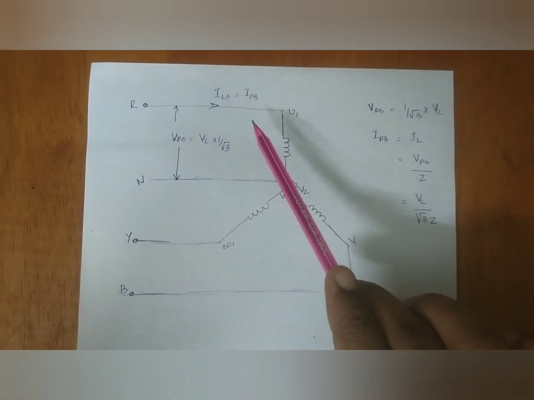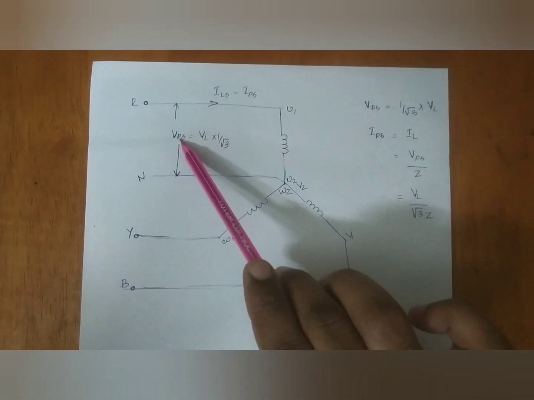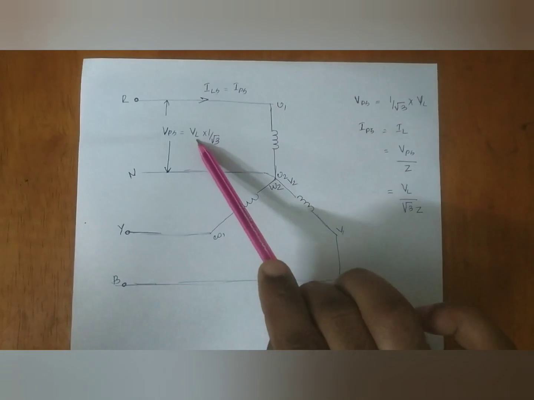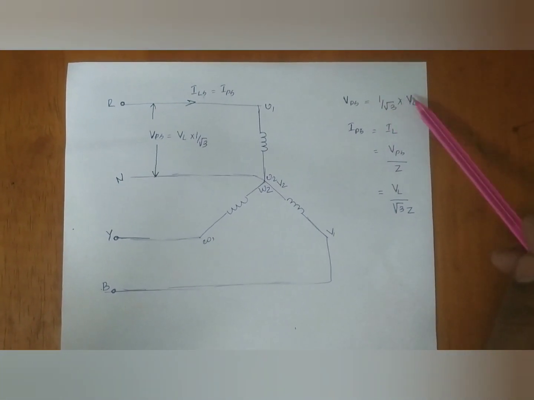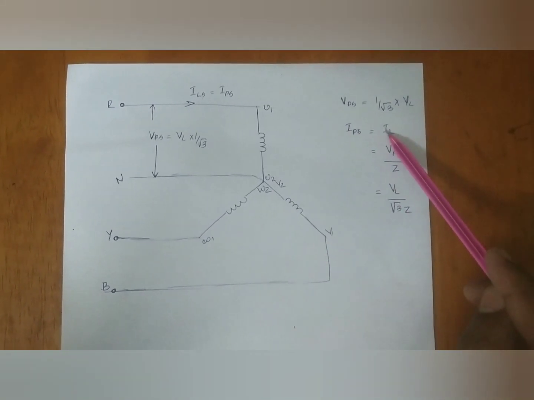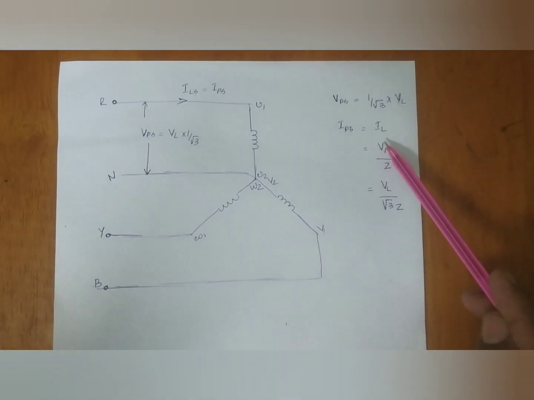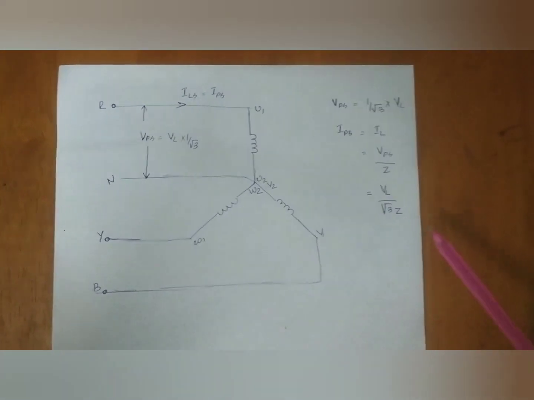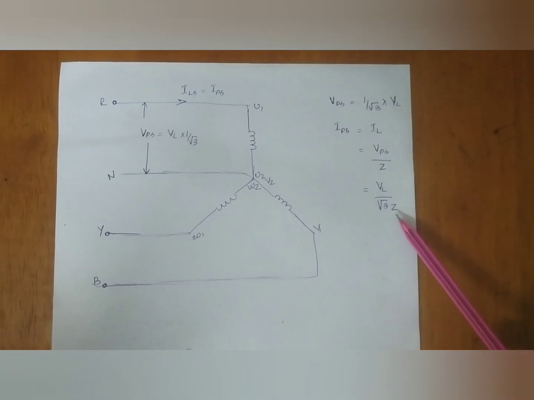And we can see here the line current in star will be equal to the phase current in star. And the phase voltage in star is equal to 1 by root 3 times the line voltage, and phase current in star is equal to the line current in star. So line current in star is equal to the phase current, which is also written as voltage divided by impedance, and line voltage divided by root 3 into Z.